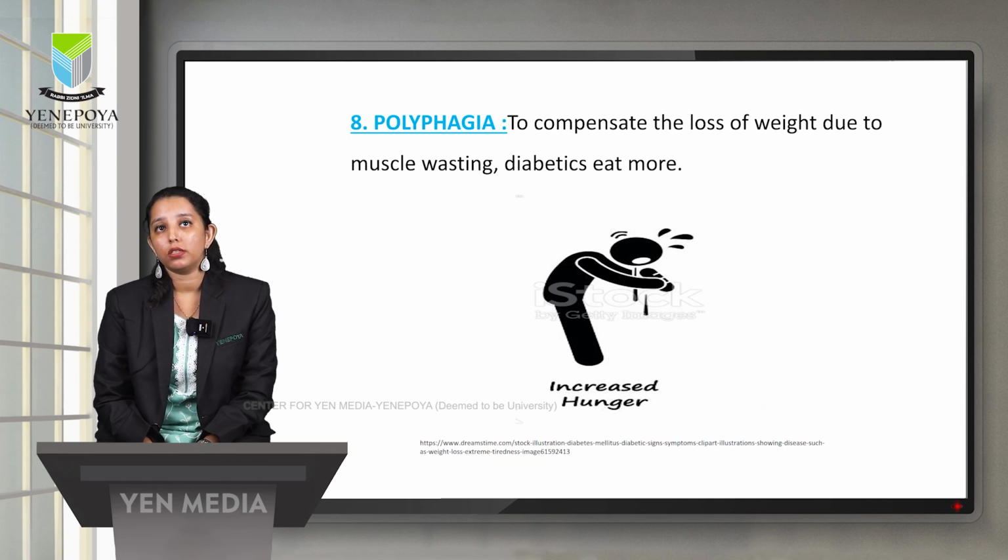Polyphagia. Since there is loss of weight, to compensate for the muscle wasting, diabetics eat more.